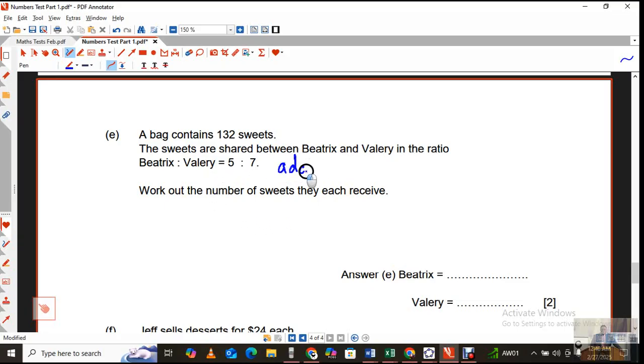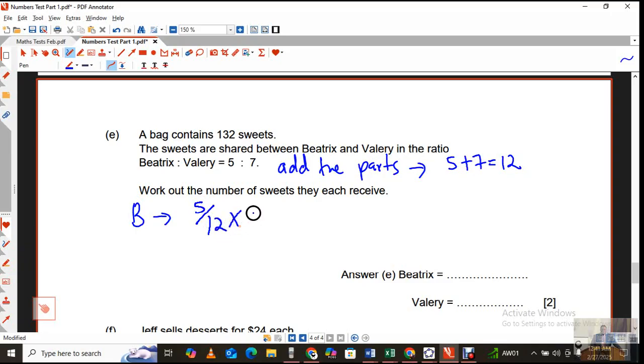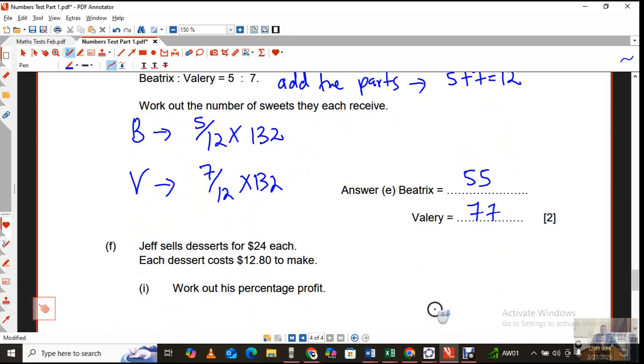You add the parts, and then you'll say, okay, wait a minute, this is going to be 5 plus 7, which means everything essentially is out of 12. Beatrix is going to get 5 out of the 12 parts of the 132, and Valerie is going to get the rest, 7 out of the 12 of the 132. So you go ahead and multiply that. That is going to be 55 for Beatrix, and 77 for Valerie. There are many ways, but this is by far one of the most straightforward methods.